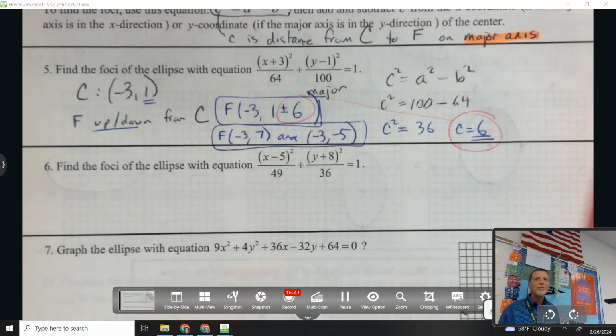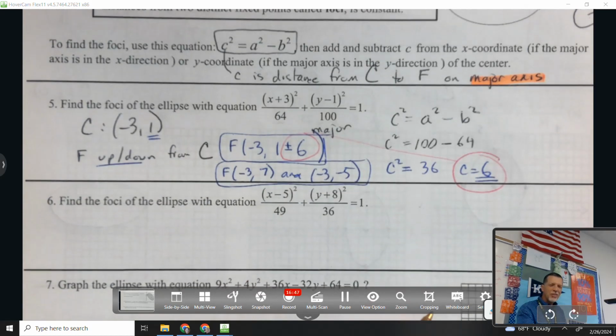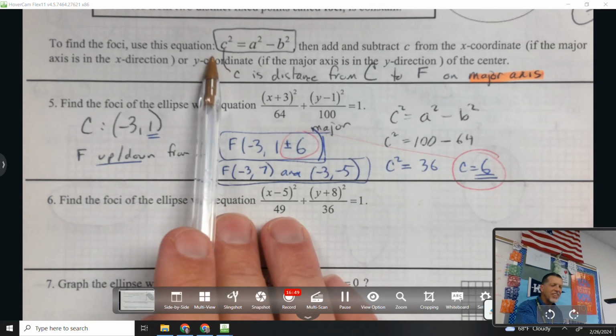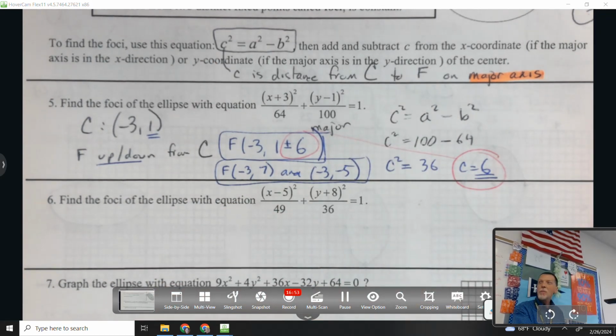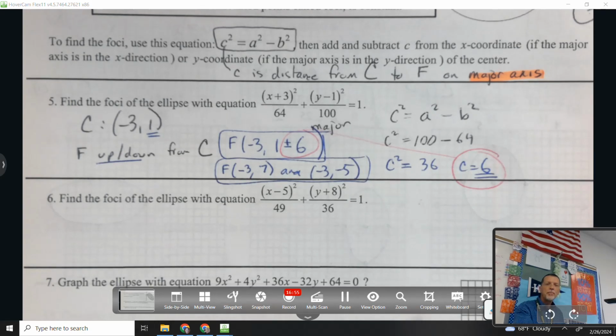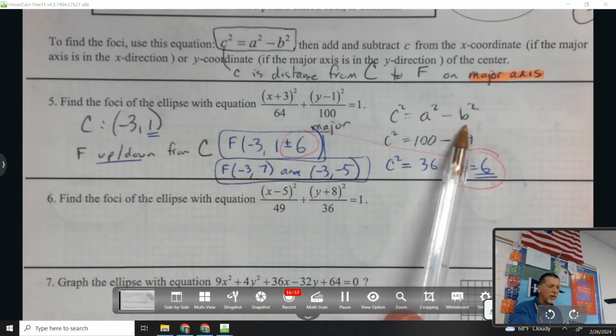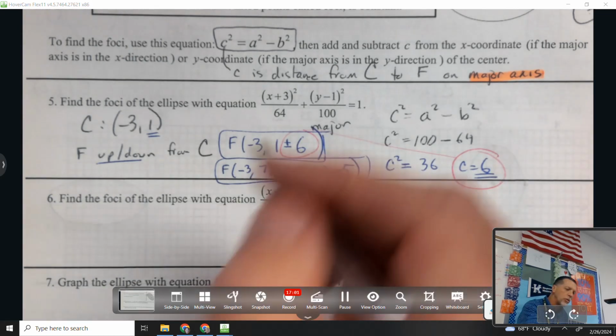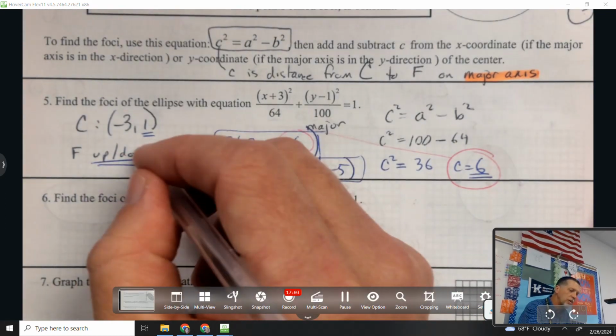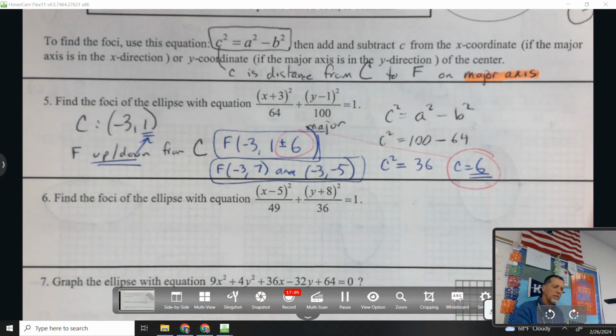So we'll recap the foci really quickly. A squared minus b squared equals c squared. C is the distance from the center to the focus, but it's got to be on the major axis. So a squared minus b squared gives you your distance. And then since we knew this one was an up and down, we would adjust the y coordinate.